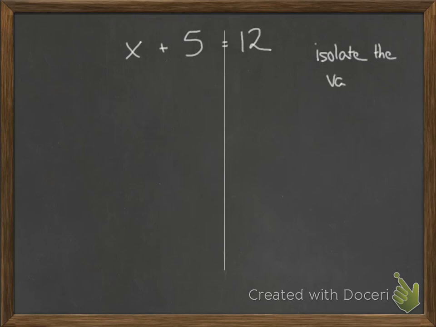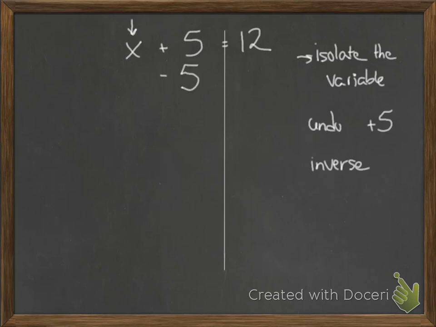Anytime I'm trying to solve an equation, I'm always trying to get the variable all by itself on one side of the equation. So right now I have x over here. However, x is not by itself. X has a plus 5 next to it. So what I need to do is undo the plus 5. And in order to do that, I have to use what's called the inverse operation. For example, if I gave you $5, how would I undo that? Well, I would undo giving you $5 by taking $5 away. So the opposite of a plus 5 is quite simply a minus 5.